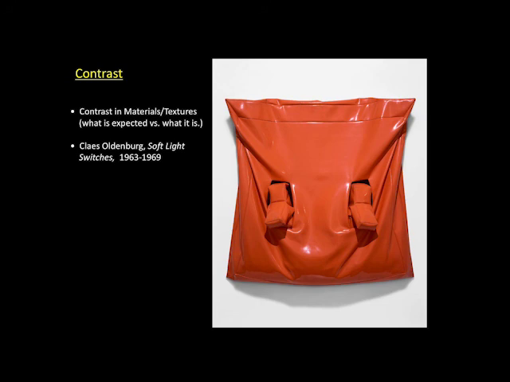So his soft light switch, this saggy, droopy thing: you expect the light switch to be made out of rigid, formed plastic. He turns around and makes it out of a furniture filling. And so it's what's expected versus what it's made out of. Believe it or not, the two switches do flip on and off on this one. They don't just sit in the off position. Of course, the weight of the filling sags them down.